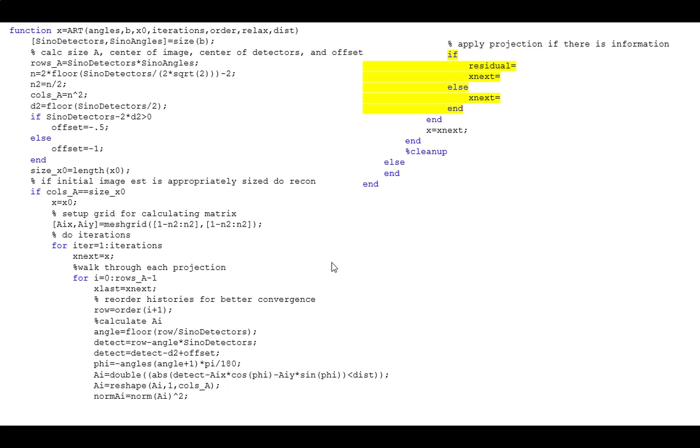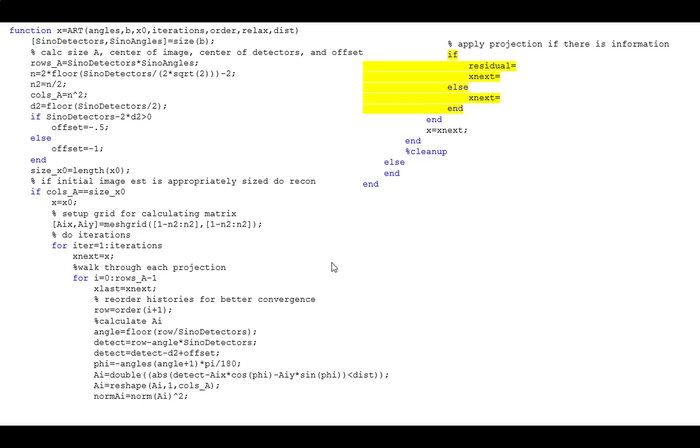All right. What do we do if there's no information? Next is X last. Yeah, don't do anything. Pass through the old image. You have no information, don't change anything.